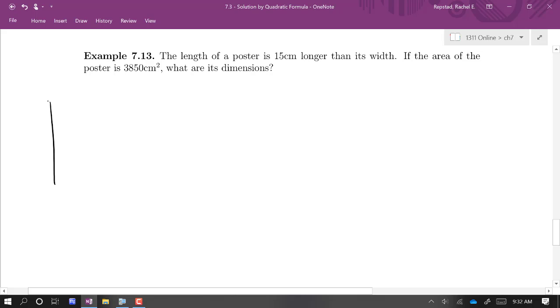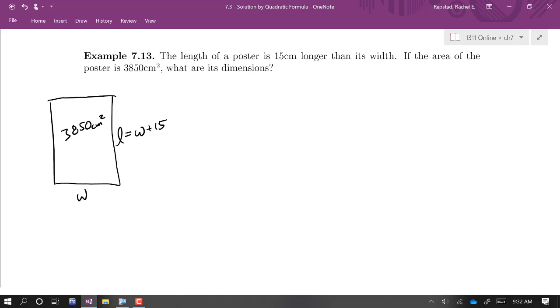So, you know, here's our poster, right? It's got some width here and a length. We know that the area is 3,850 square centimeters. And then they say that the length is 15 centimeters longer than its width. So that's W plus 15. And here we're just going to use the fact that we know how to find the area of a rectangle, right? The area of a rectangle is length times width. So that means that if I multiply the width times width plus 15, it's going to give me this area, 3,850 square centimeters.